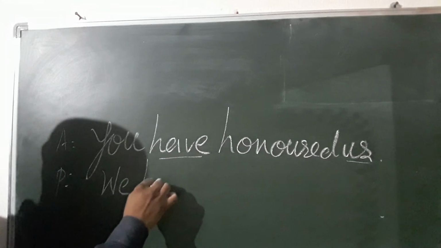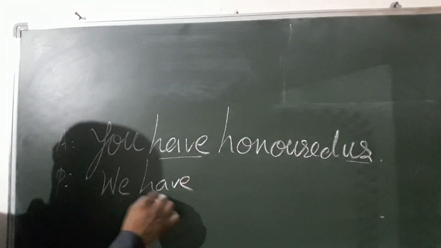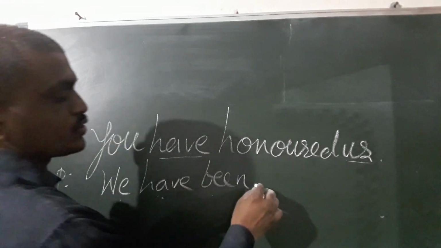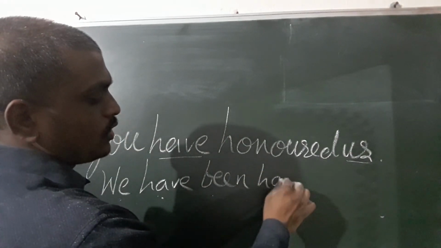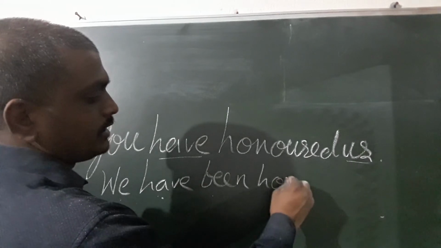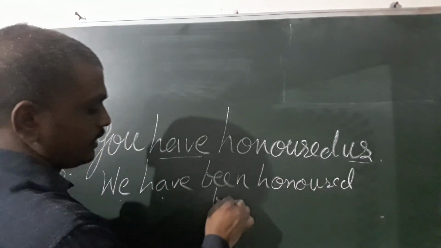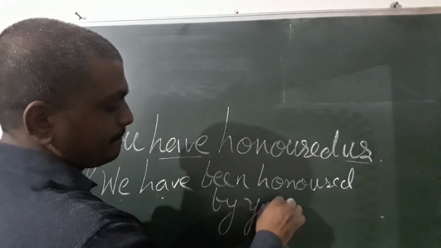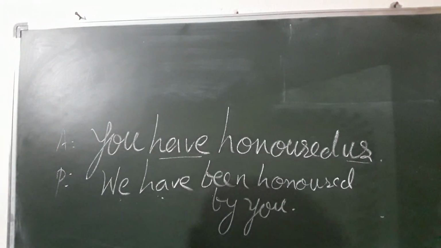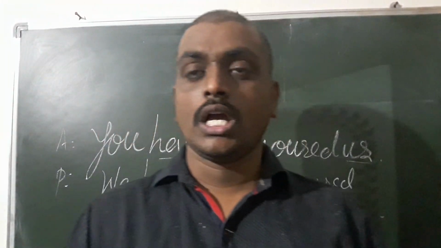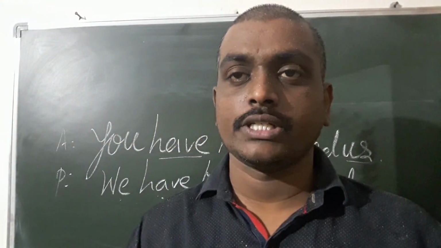This have remains as it is. We have to keep have there. We have, then be, and been we have to use. We have been honored. We have to use the passive third form of the verb. We have been honored by you. Like this is the passive voice of the present perfect tense. So students, I hope you have understood how to transform active voice into passive voice.